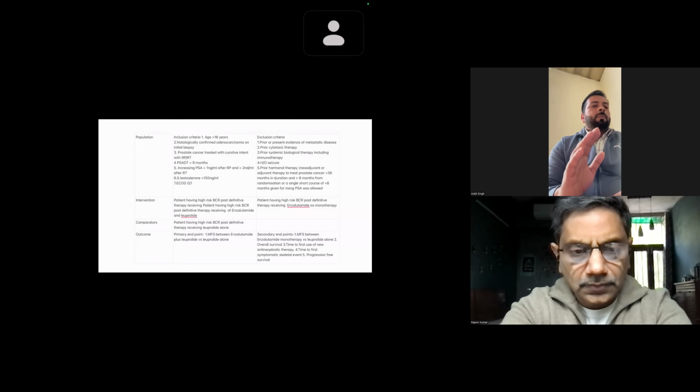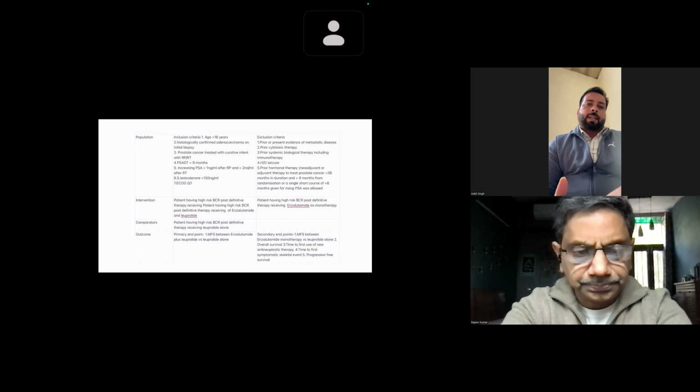They had PSA doubling time less than 9 months and increasing PSA of more than 1 nanogram per ml after radical prostatectomy and 2 nanogram per ml after radiotherapy. Their serum testosterone must be more than 150 nanogram to rule out any castrate-resistant prostate cancer. All the patients were of ECOG 0 or ECOG 1 category.